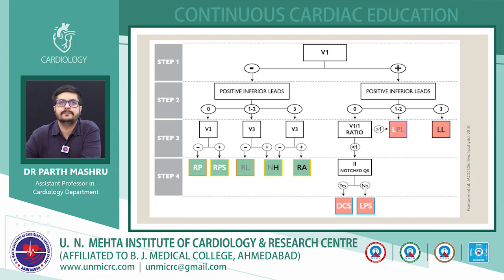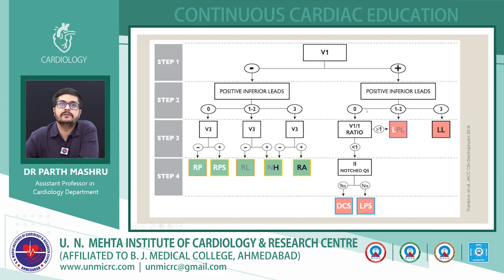It simply says in step 1 that we look at the V1 lead first. If V1 is positive, it is mostly on the left side. If V1 is negative, it is mostly on the right-hand side. After that, in step 2, we see the inferior leads. If all inferior leads are positive, then it is mostly on the left lateral side. If 1 or 2 inferior leads are positive, it is on the left posterior lateral side.